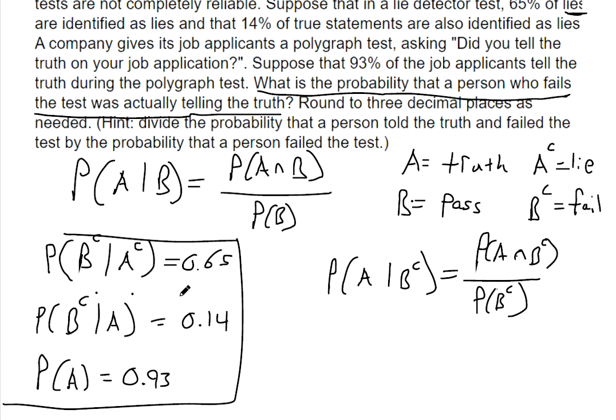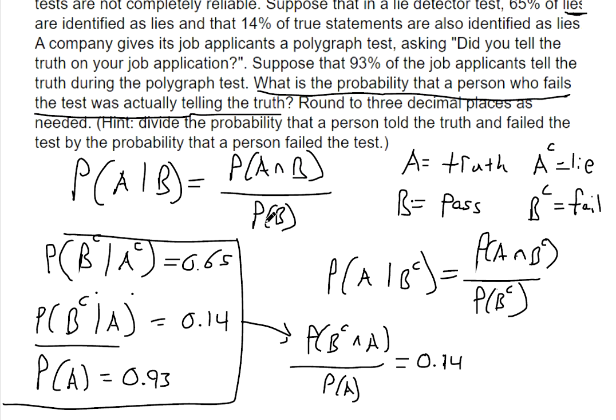Okay, and the reason why I'm saying that is because I know that it's going to be B complement and A in the top part of the formula. So if you write this out, this is the probability of B complement and A divided by the probability of A. And that's supposed to equal 0.14, right?